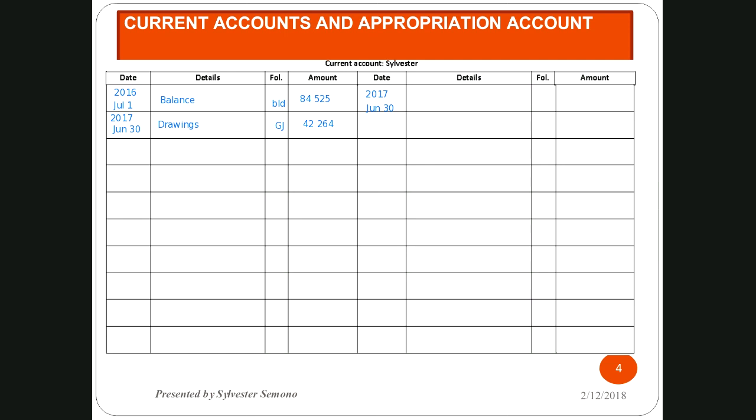And then we must record this in the GJ, but we need to show the calculation. How did we calculate this? So take the capital of Sylvester. In this case, Sylvester's capital is 42265, and we need to multiply this by the percentage given to us. According to the information, we need to multiply by 8.5%. So if we multiply this by 8.5%, we get 3593.